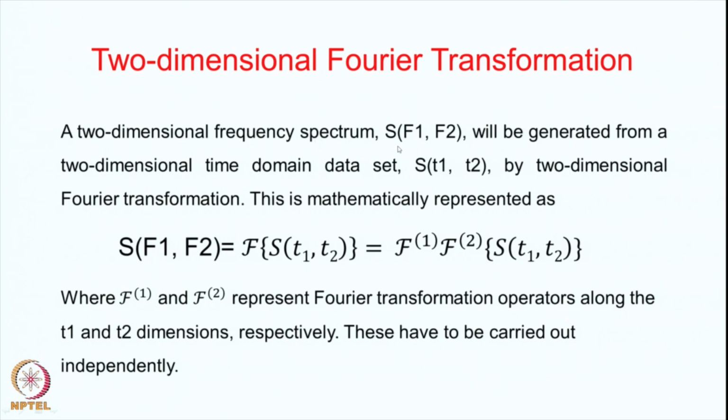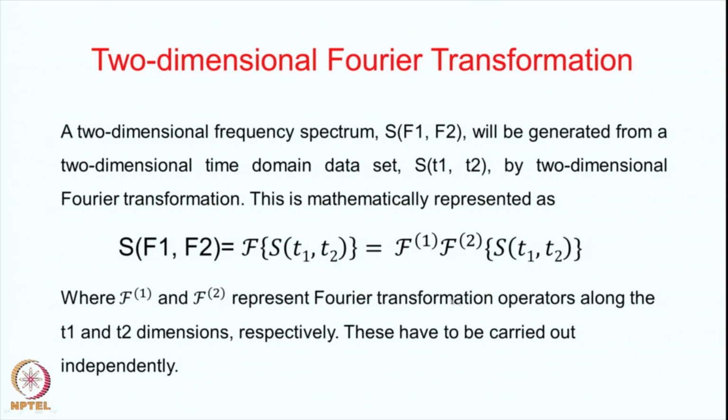A 2-dimensional frequency spectrum, whose 2 axes are represented as F1 and F2, will be generated from a 2-dimensional time domain data set, which is represented as S(T1, T2), by 2-dimensional Fourier transformation. This is mathematically represented in this manner: S(F1, F2) is equal to the Fourier transform of the 2-dimensional data set S(T1, T2), and these 2 Fourier transformations are separately written here, this one along the T1 axis, the other one along the T2 axis. These are the operators, and here we have the time domain data S(T1, T2).